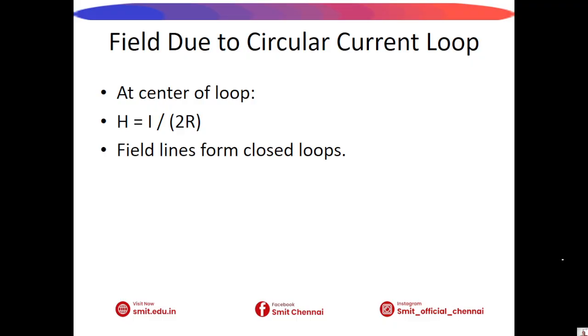The field due to the circular current loop. A circular loop carrying current also produces a magnetic field. At the center of the loop, H is equal to I by 2r, where r is the radius of the loop. The magnetic field lines are concentrated near the center of the loop, making this arrangement useful in electromagnetic devices and sensors. Increasing the current increases the field strength.